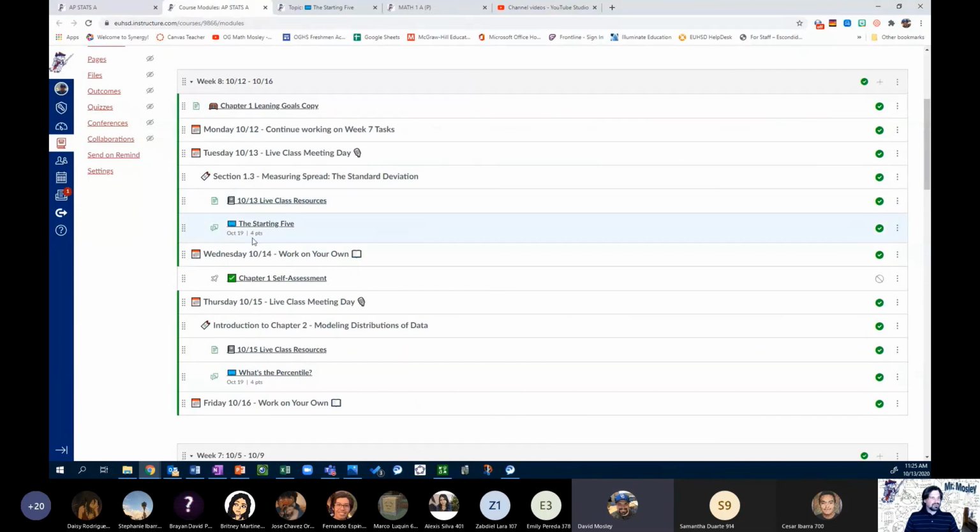We have a discussion board here. This has to do with standard deviation and a context. Do not worry, there's only like 5 numbers in this data set, so it is entirely possible to do by hand. Then we're going to be talking about modeling distributions in chapter 2. We're starting with percentiles. You may or may not remember percentiles from previous math courses. If you don't, do not worry, we'll cover it.